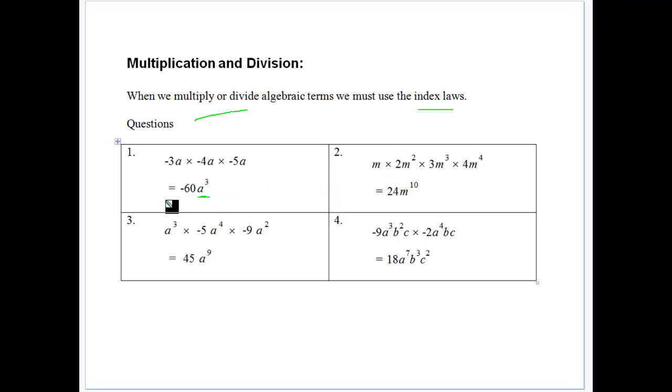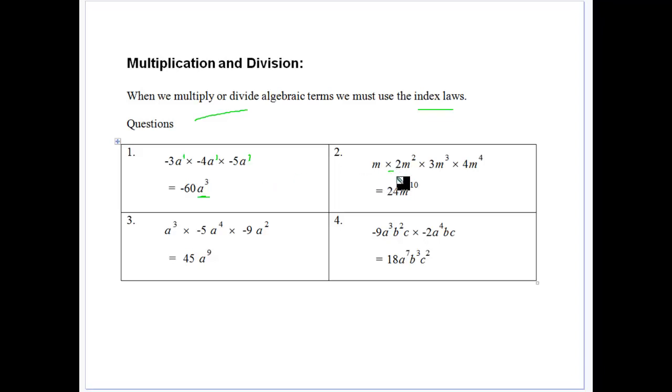Remember our index laws. When we have a to the power of 1 times a to the power of 1 times a to the power of 1, we have a times a times a, which we can write as a cubed. So we're adding the powers there when we multiply. So powers of like terms there in this case. The same algebra statement: add the powers.